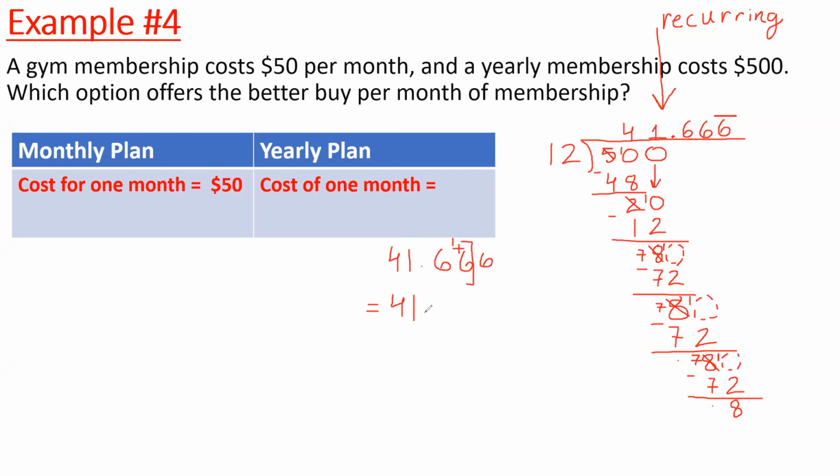$41 and what? 67. 67 cents. So we only need to go up to 3 decimal points when we're dealing with the better buy. And so what's our answer going to be? $41 and 67 cents. $41.67. And that's going to be the cost for 1 month.